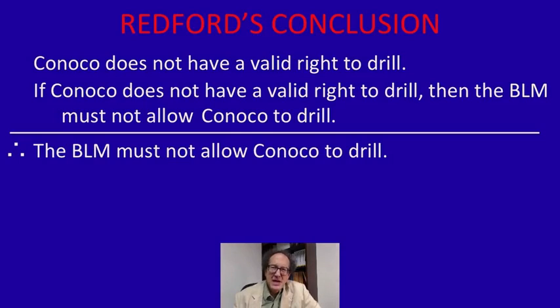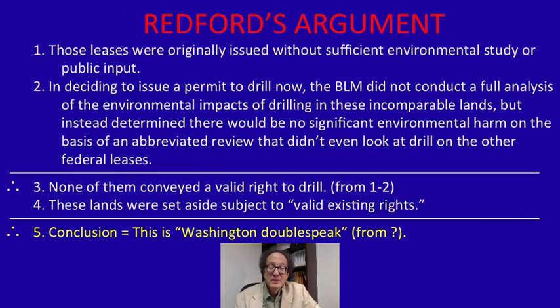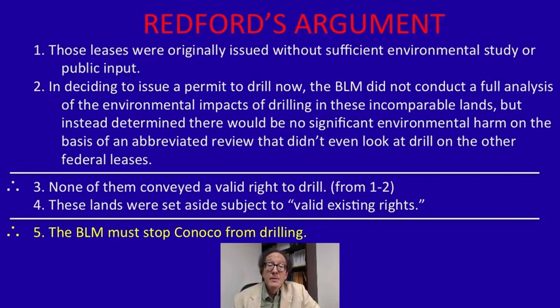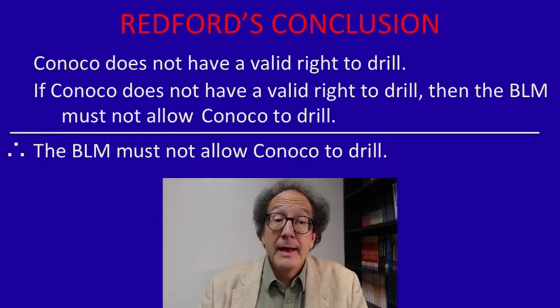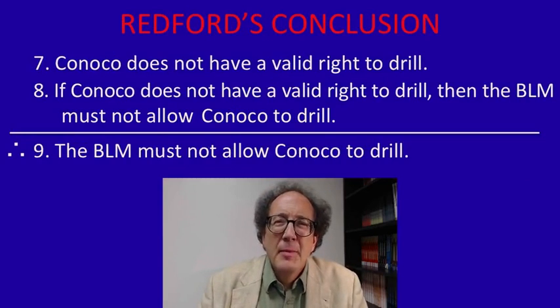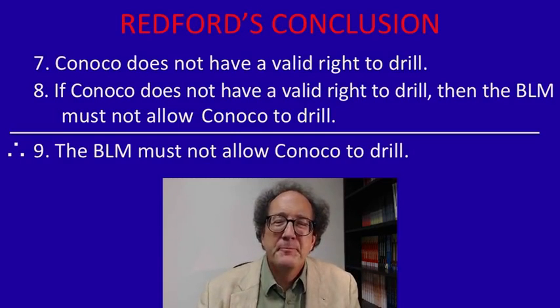What he says is, "sounds like Washington double-speak to me." Well, that's because he's saying that people in Washington always say their hands are tied and can't get anything done. And he's going to argue that their hands aren't tied because they can and must stop Conoco from drilling. So we can replace the conclusion simply with the claim that the BLM must stop Conoco from drilling. Now we know how the argument ends, so let's take those premises and conclusion and number them pretty high so that we can leave some room for the other premises that come before them.